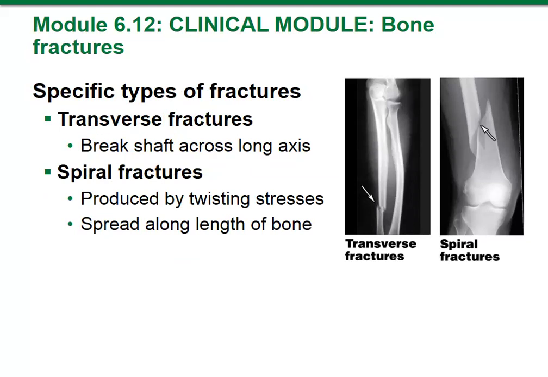Okay, transverse fracture. You break the shaft across the long axis, as you can see in this picture. And then a spiral fracture is produced when you have twisting of the bones, and it's spread along the length of the bone. Spiral fracture, you'll also hear people call it a stress fracture.